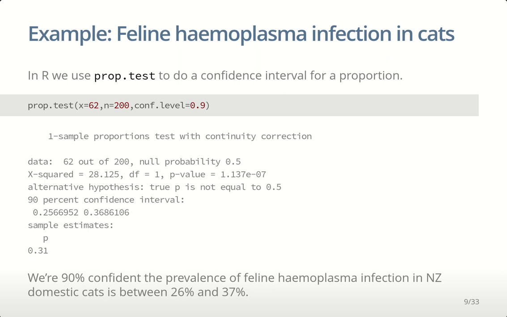Then it gives you all of this output, similar to t.test, isn't it? We have our sample statistic there, so there's our 31% that we worked out in our heads basically, and then we've got the 90% confidence interval here. So we're 90% confident that the prevalence of feline haemoplasma infection in New Zealand is somewhere between 26% and 37%. This range, 26 to 37%, is the plausible set of prevalences among New Zealand domestic cats that are consistent with the particular sample that we have.